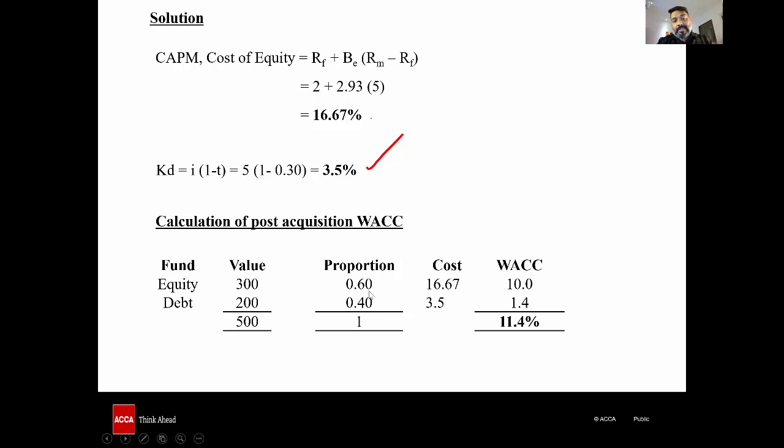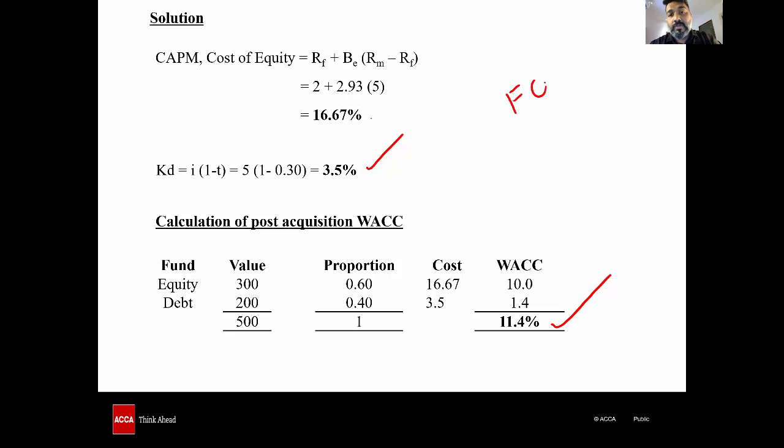So taking the equity and debt, what do we get WACC as? We get WACC as 11.4%. Okay, once we find out WACC, let's get the cash flows. Let's discount them with WACC to get the value of the combined company.